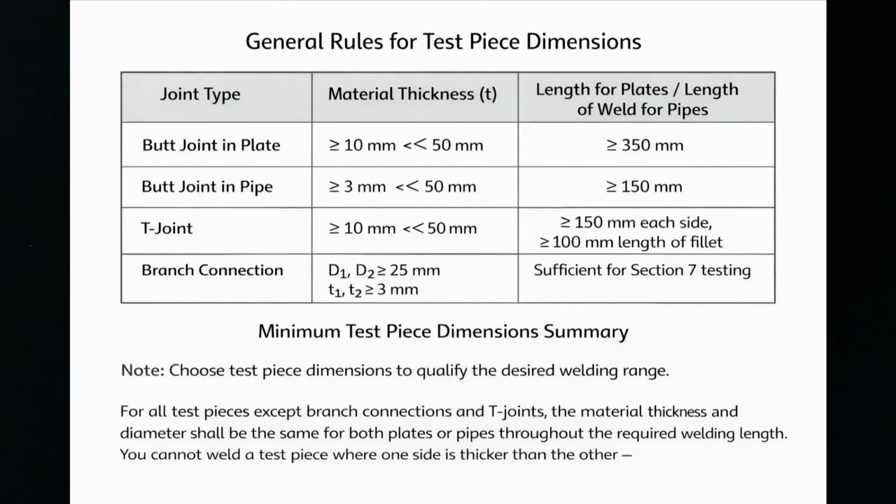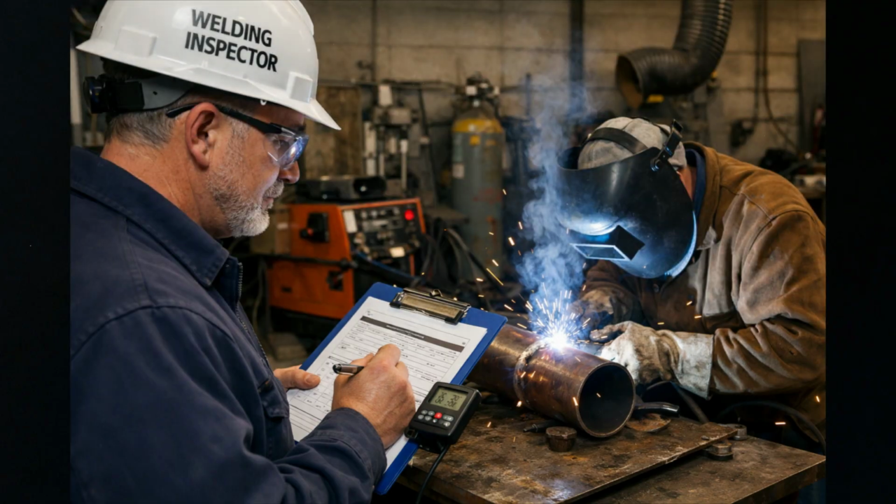The thickness and pipe diameter of your test pieces must be selected in accordance with the qualification ranges given in Clause 8. So your test piece dimensions are not arbitrary. They determine what you will be qualified to weld in production. Choose them carefully. Clause 6.3 lays down the rules for how test pieces must be welded.